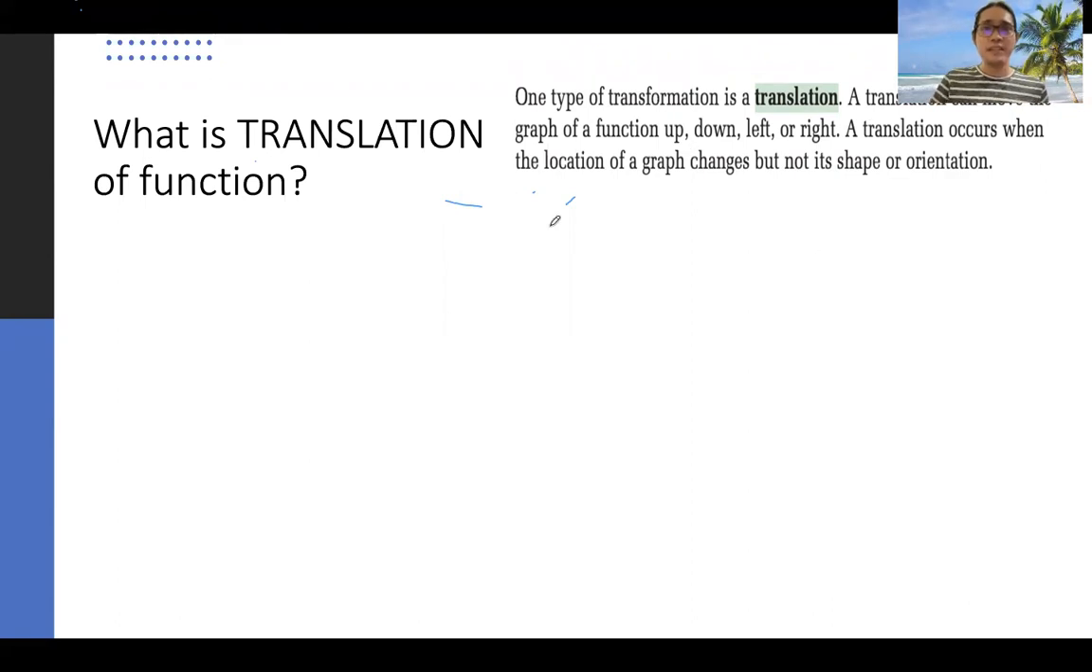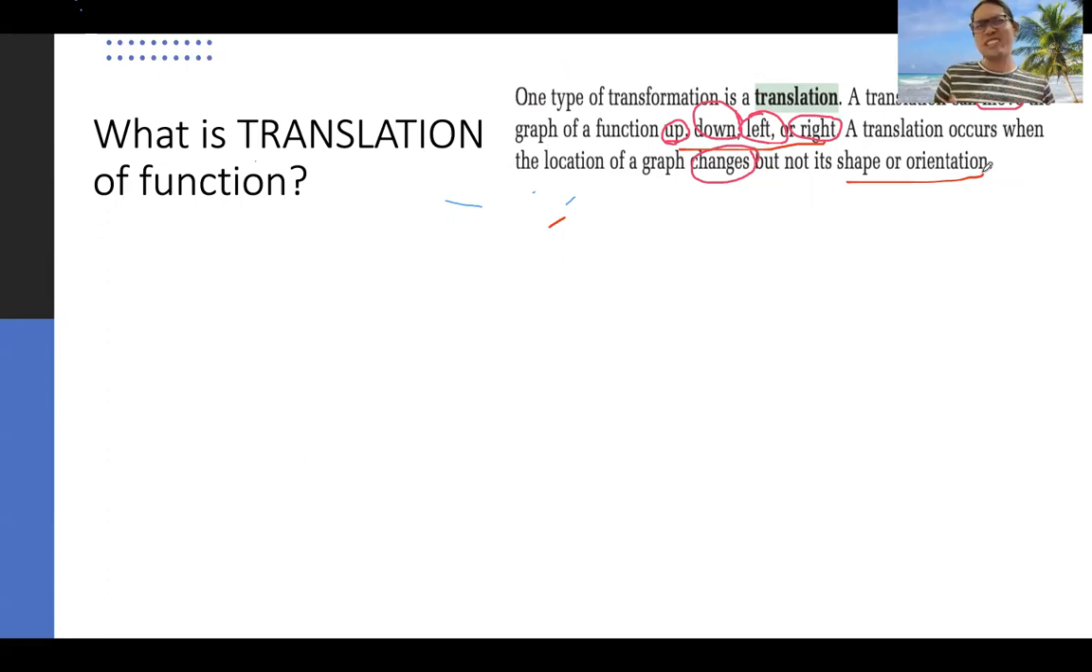When we say translation, a translation is a type of transformation, or a part of transformation. It can move the graph of a function up, down, left, or right. A translation occurs when the location of a graph changes, but not its shape or orientation. So what does it mean? If you have a type of transformation where the graph moves from left to right or up or down, then that refers to translation.